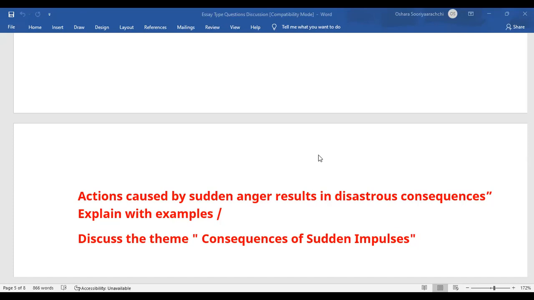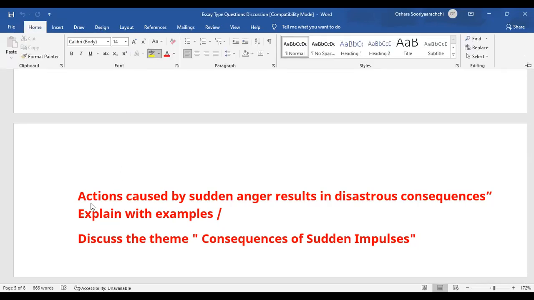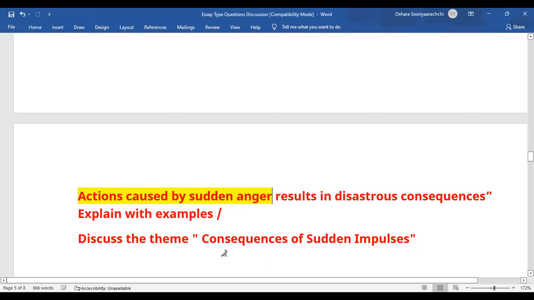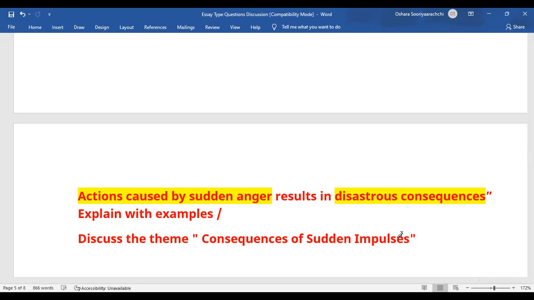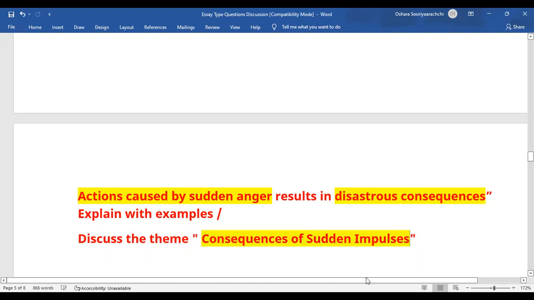So let's see, when we go to this question: actions caused by sudden anger result in disastrous consequences. Both questions are from the poem Farewell to Barn and Stack and Tree. I'm taking the first question first. The important things here are actions caused by sudden anger and disastrous consequences. These two phrases are really important when you are answering the question. And when we go to the second question, consequences of sudden impulses, that is the theme given, and it is directly asked.